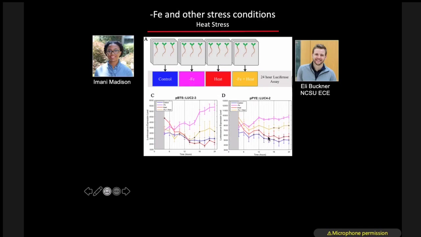And so she began to ask the question, what happens when you have heat stress or heat shock, or iron deficiency, or a combination of both? Normally we see an increase in Brutus expression and an increase in Popeye expression under iron deficient conditions. But she was surprised to see that with heat stress, you see the opposite effect, a decrease in expression. But when you add the two together, shown in yellow, you almost see a cancellation of the impact of the two different stress conditions.